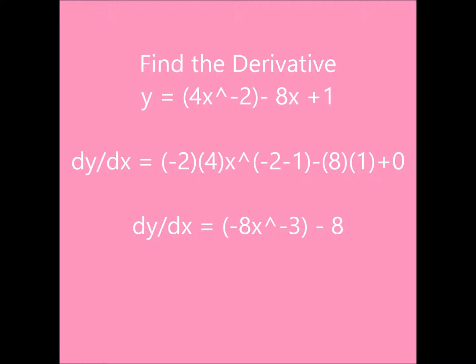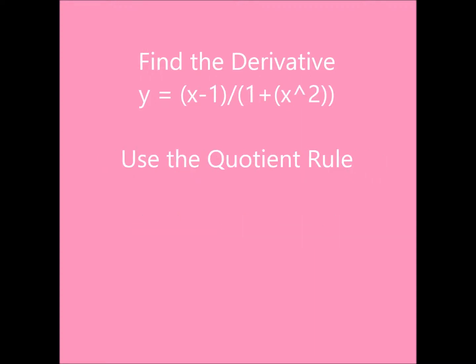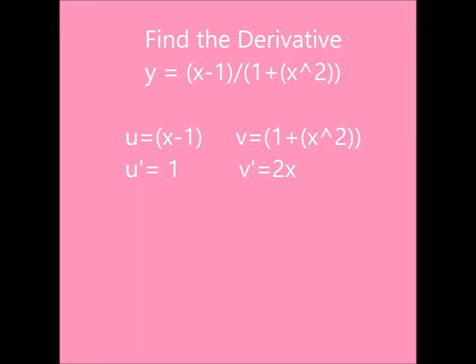The derivative of y equals x minus 1 divided by the quantity 1 plus x squared, you need to use the quotient rule. You get u to equal x minus 1, v to equal 1 plus x squared, u prime to equal 1, and v prime to equal 2x.